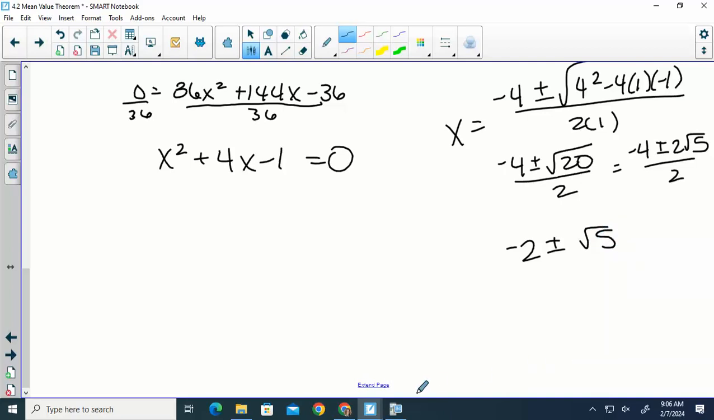Now, what's the final thing I need to check? This was a big problem. If they're in the interval. We're looking between negative 1 and 3. If you do negative 2 minus the square root of 5, you get a negative 4.2. So does that work? No. If you do negative 2 plus the square root of 5, you get a 2.36. So that one works. So the only one in my interval is negative 2 plus the square root of 5.